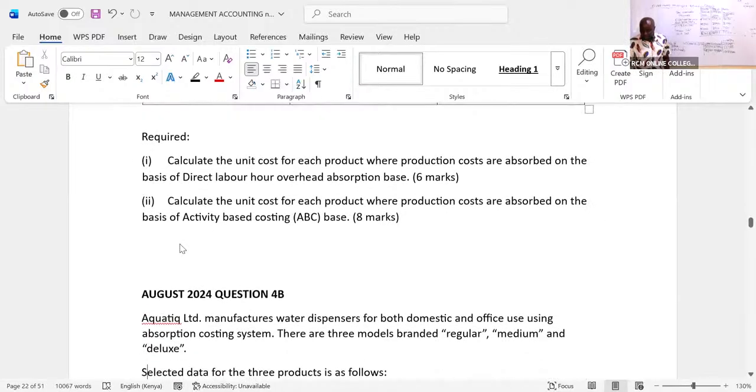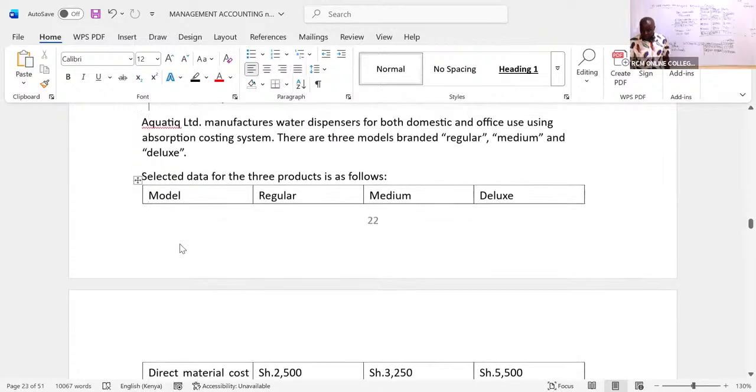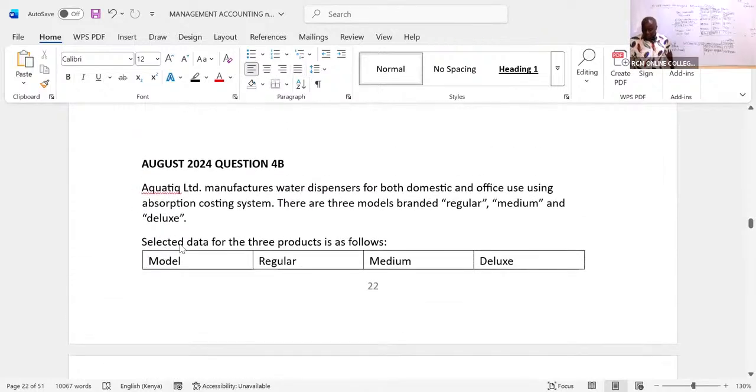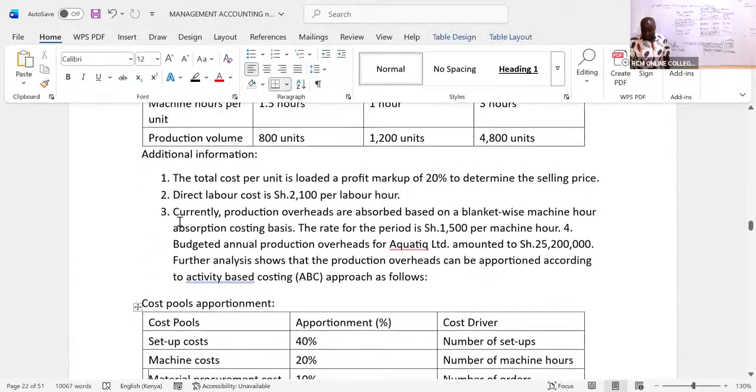So the homework I'm giving you is August 2024, question number 4, the question of aquatic. Please finish doing that question. And then ensure that you are posting your answer on WhatsApp.